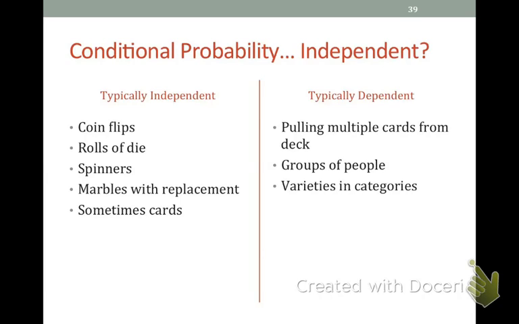Dependent events, pulling a card and then having to pull another card. Groups of people, people who make less than $35,000 compared to people who own pets, right? Those are typically dependent events. They are not always. And then varieties and categories, like what flavors of ice cream do you like? Stuff like that. Those can typically be dependent. Not always, but they can be.